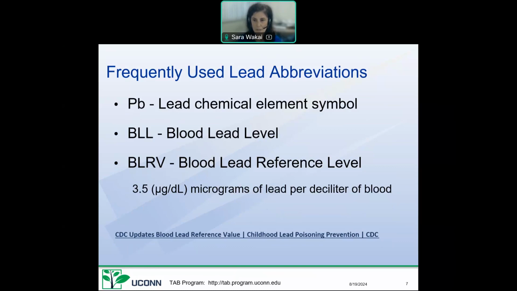The BLRV is a population-based measurement. It is not a health-based standard or a toxicity threshold. The value is based on the 97.5th percentile of blood lead distribution in U.S. children ages 1 to 5 years old. It indicates that 2.5% of U.S. children aged 1 to 5 years old have BLLs at or above 3.5 micrograms of lead per deciliter of blood. When you're looking at current health data related to lead, especially in children, you will see this number.